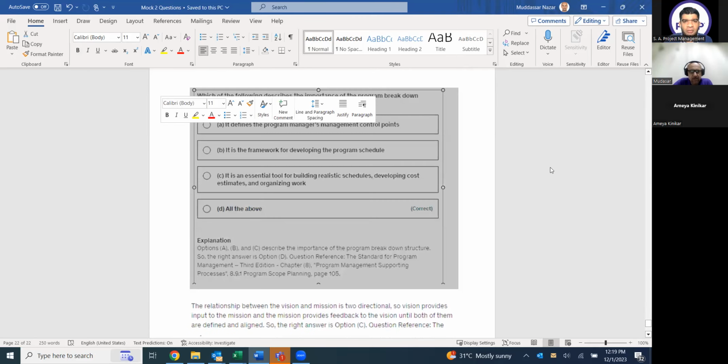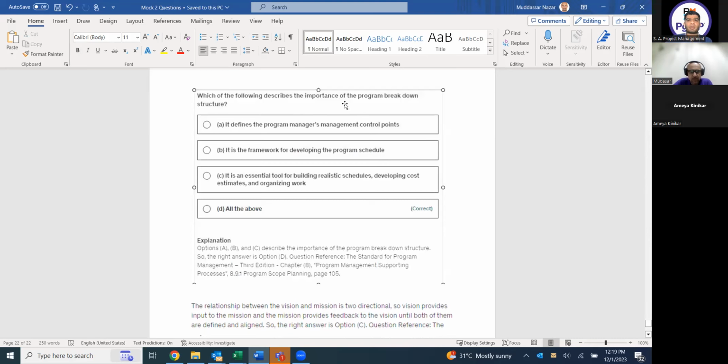Which of the following describes the importance of the program work breakdown structure? It defines the program WBS. It defines the program manager's management control points. Okay, because these are giving me the milestones. So control points are the activities and milestones. It is a framework for developing the program schedule.